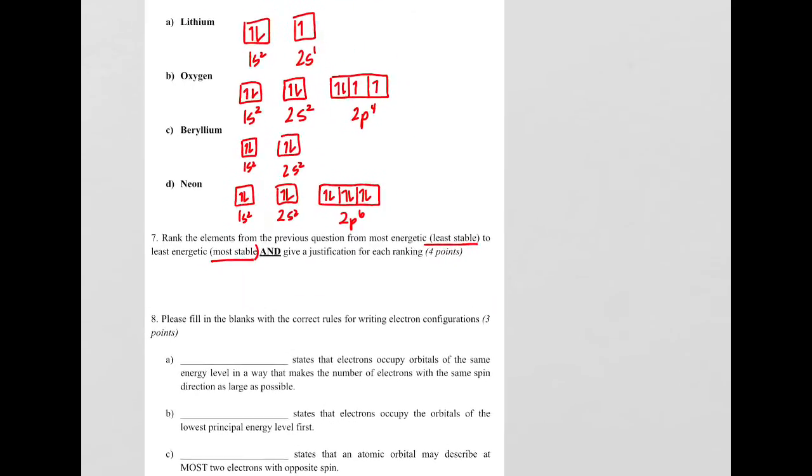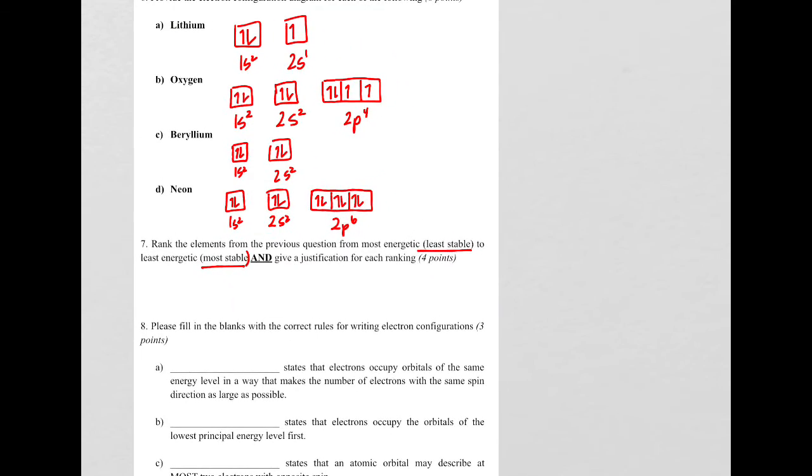So if we look at our 4, we want to write the least stable element first. Remember, we have this concept of filled being the most stable, aka the least energetic.